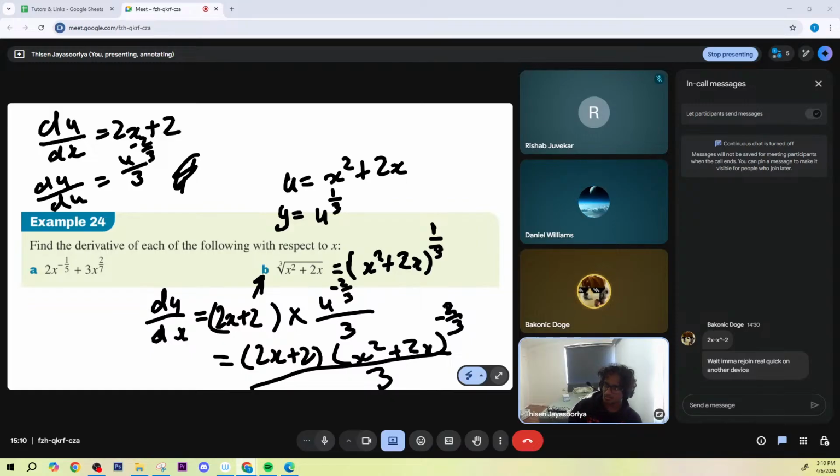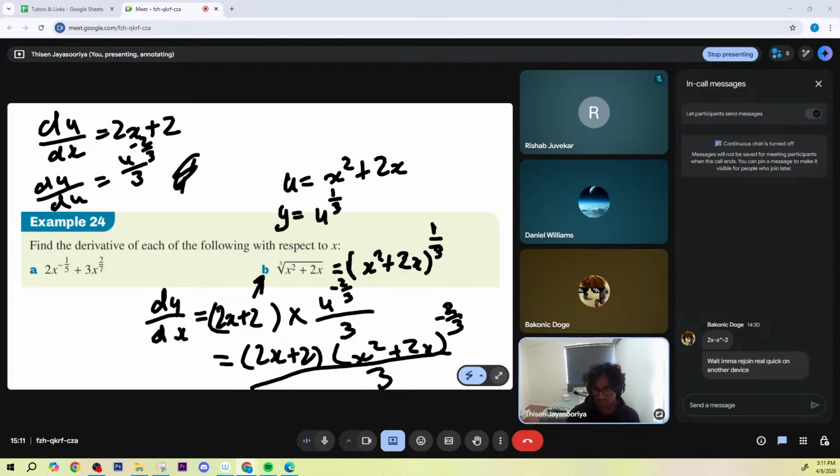In most questions, are you allowed to keep the power of negative 2/3, or do you have to change it? In most questions you can, yes, absolutely. But do you see, this is why I said diff is cumulative. You use everything you learnt in the past for everything moving forward.